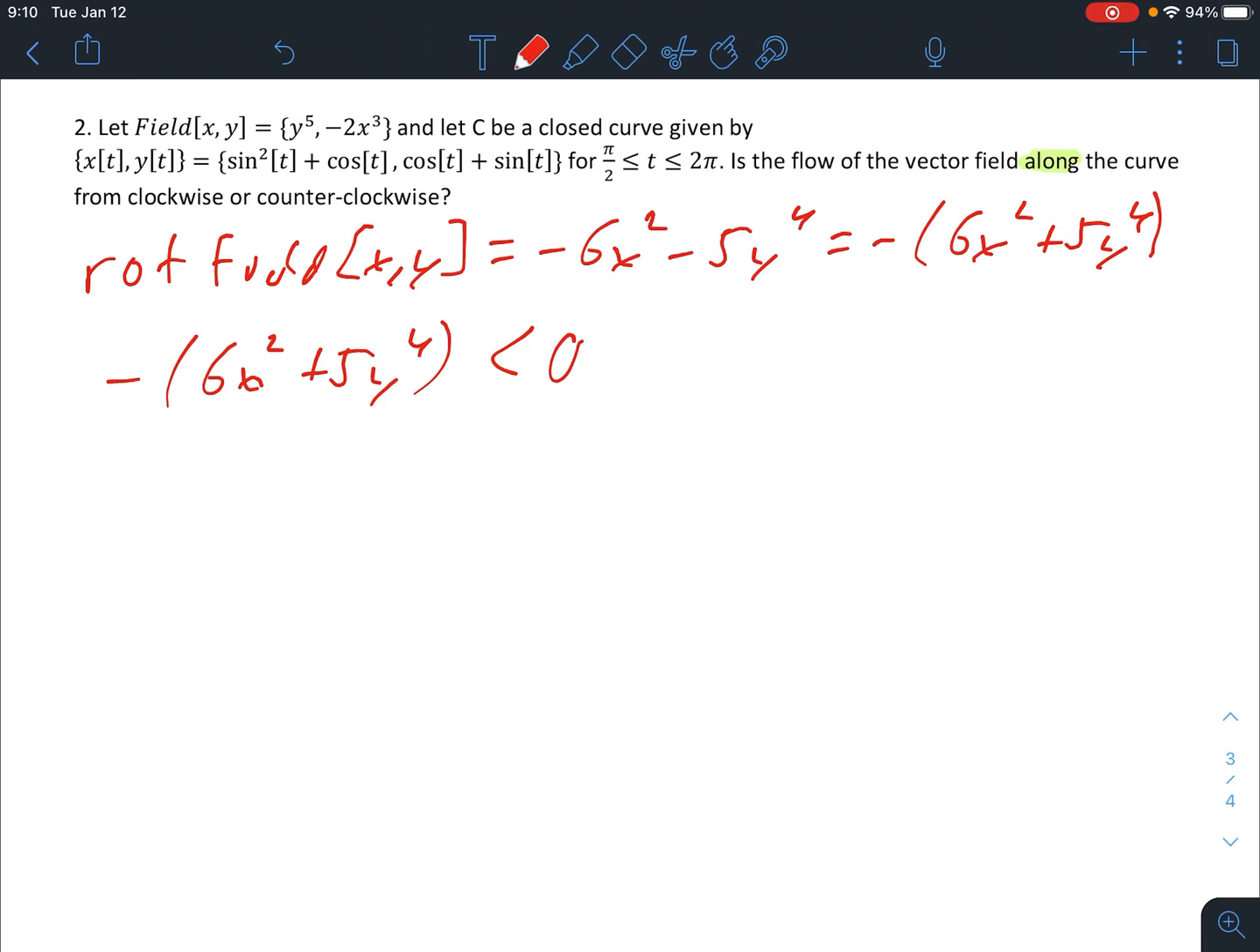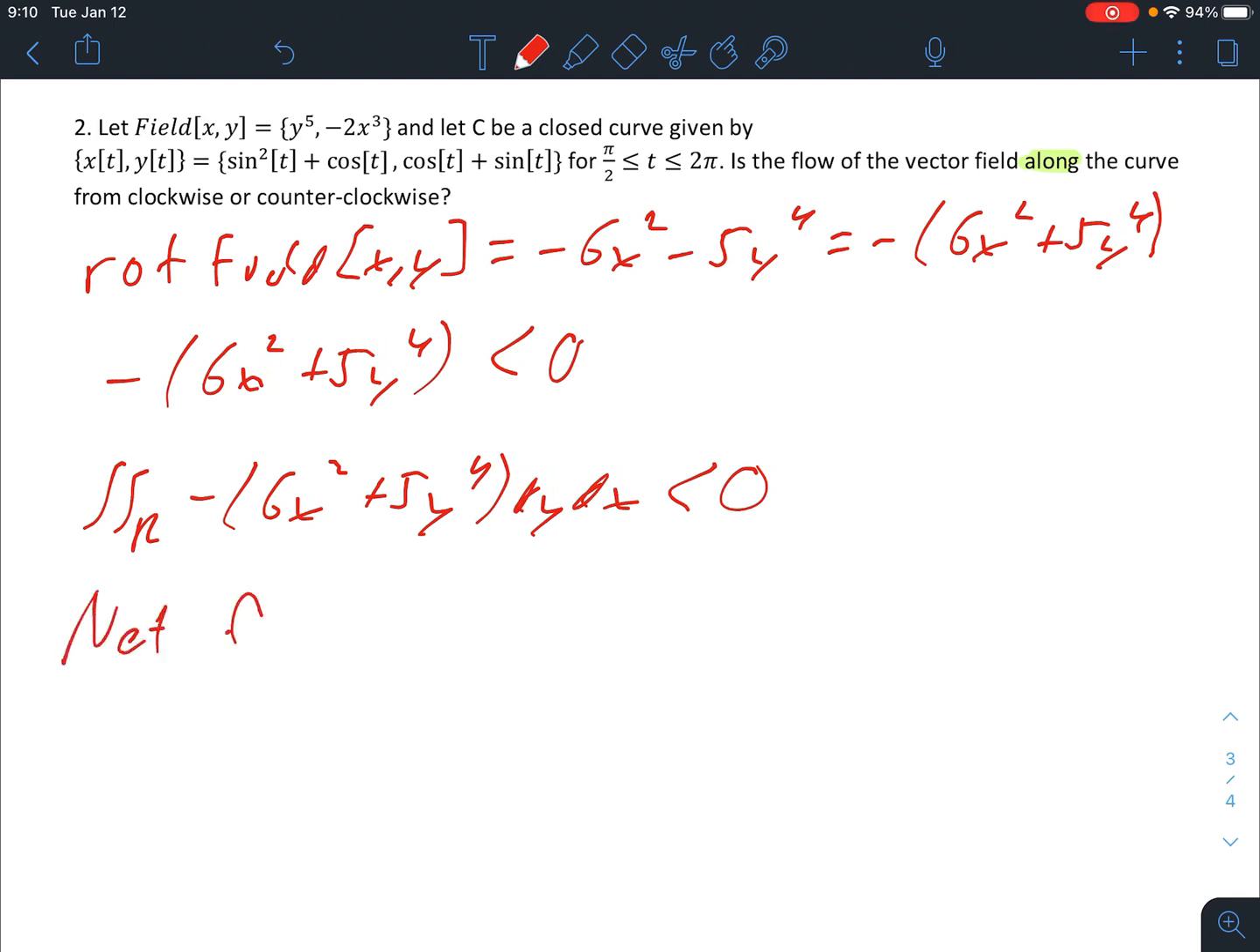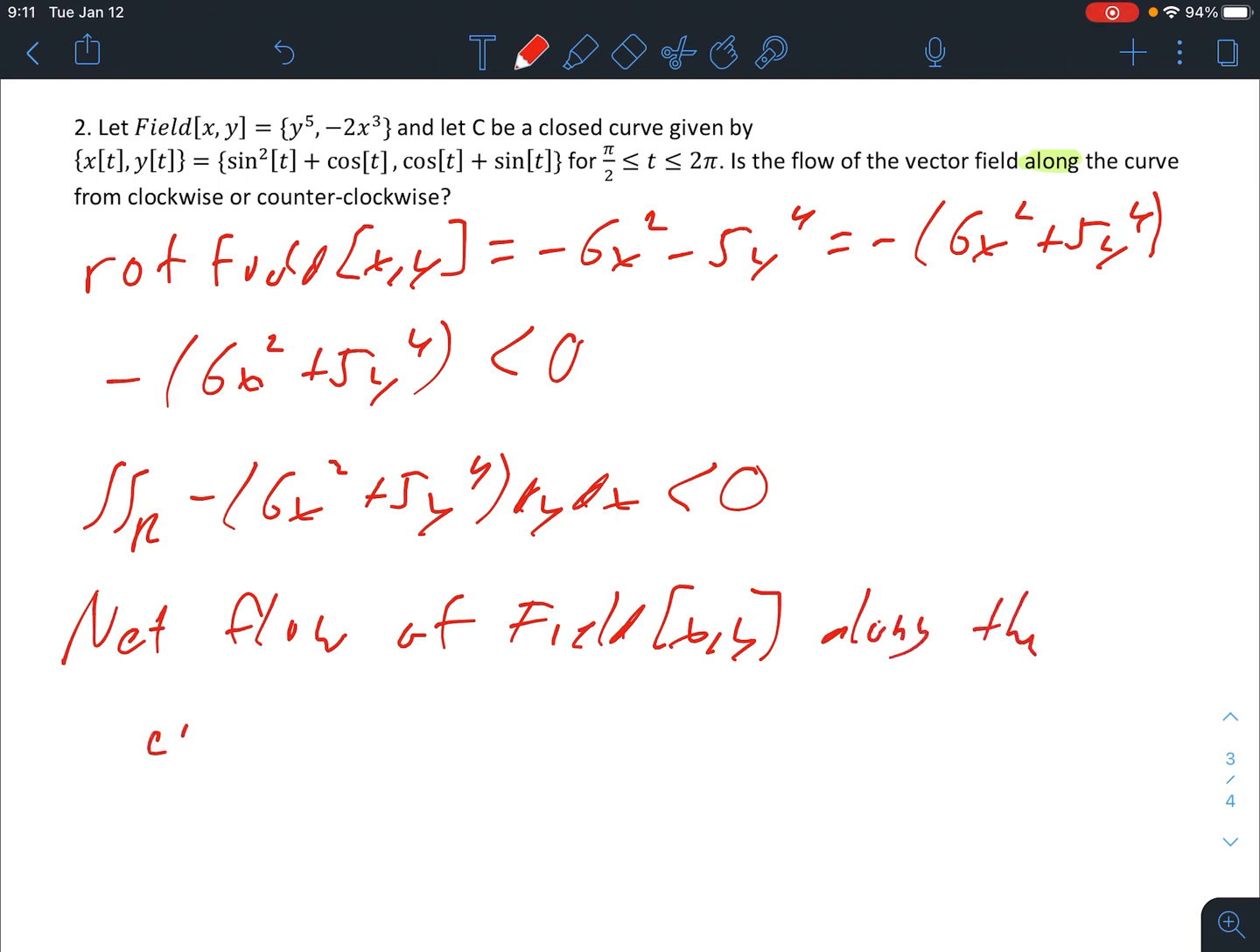Okay, so that means if we took the double integral of this expression, no matter what our bounds were, it would also be negative. which tells us the net flow of this field along the curve must be clockwise. Saving a lot of time using the divergence of the field and the rotation of the field formulas.